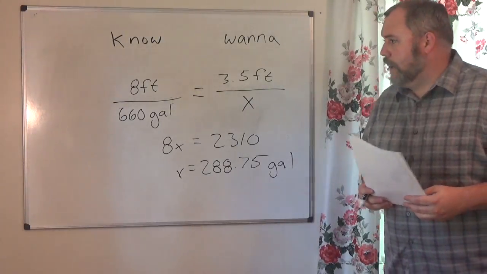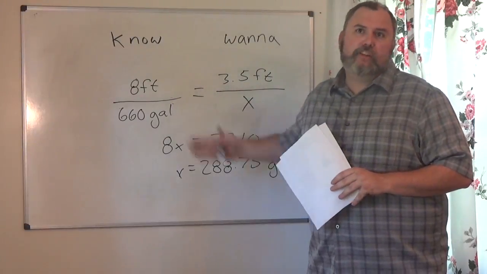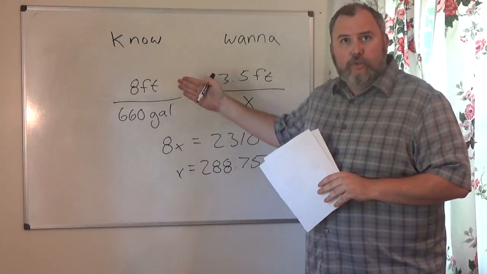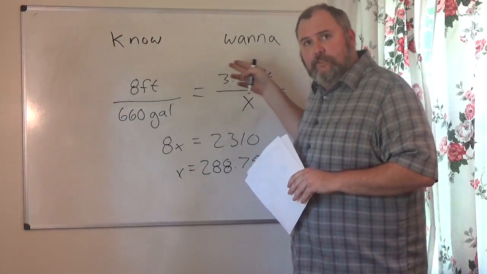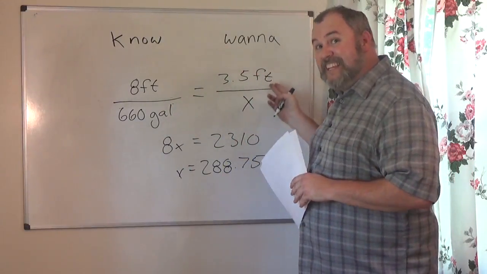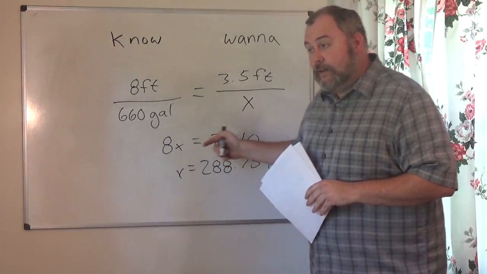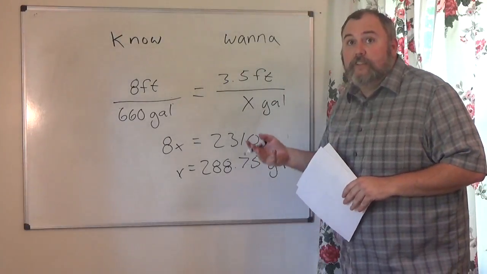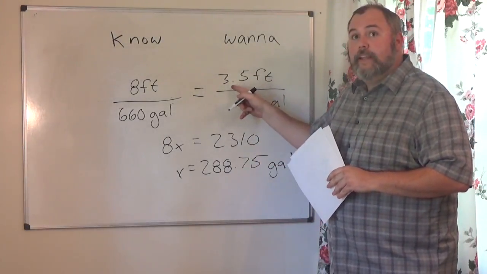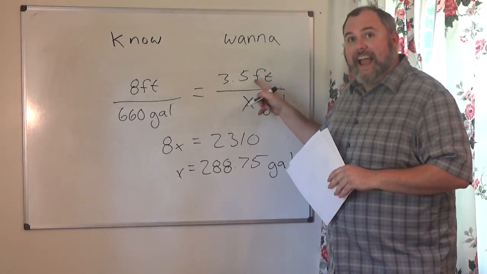All right, so for this problem, what did you know? You know that 8 feet was 660 gallons. What's on top stays on top. So feet's on top, feet stays on top. What's on bottom stays on bottom. Gallons on bottom, gallons stay on bottom. So the question that we want to know is how many gallons are in 3.5 feet.